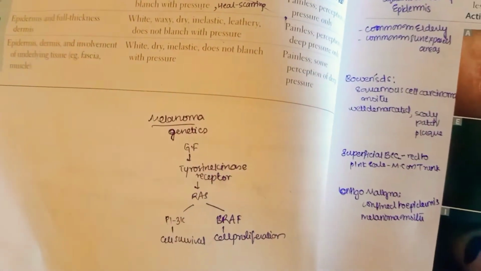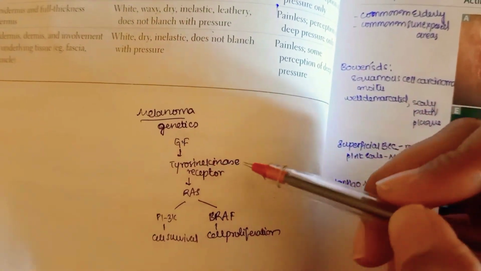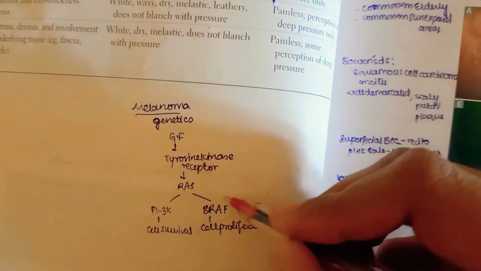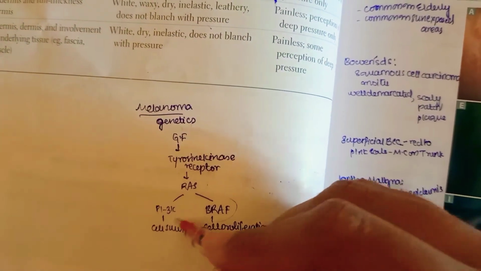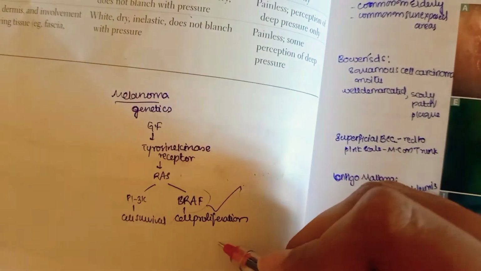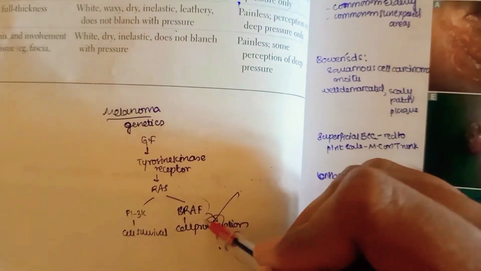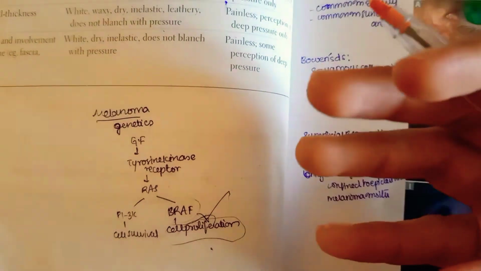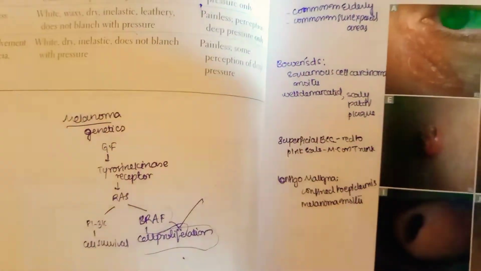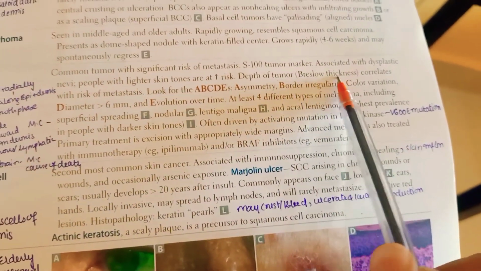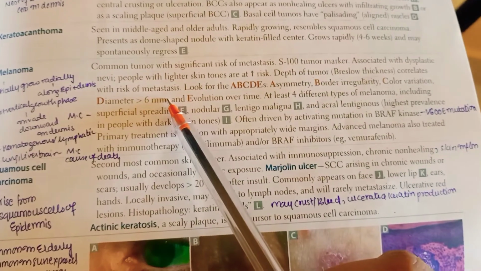First we need to see the melanoma genetics. There is a growth factor. The tyrosine kinase receptor activates RAS, which signals to BRAF and PI3K, and these are useful for cell survival and cell proliferation. Actually there is a mutation in BRAF kinase. If there is a mutation, you can understand the cell proliferation will be much more. That will lead to increased melanin and increased melanoma. You can see here the depth of tumor, the Breslow thickness, correlates with risk of metastasis.